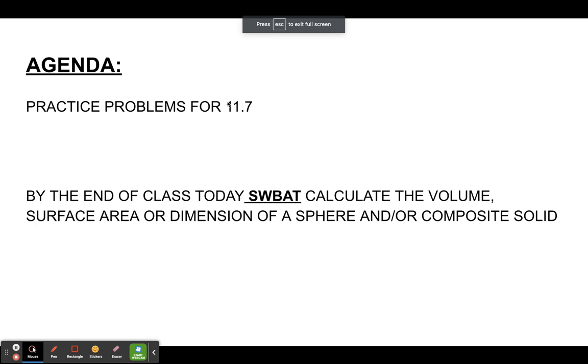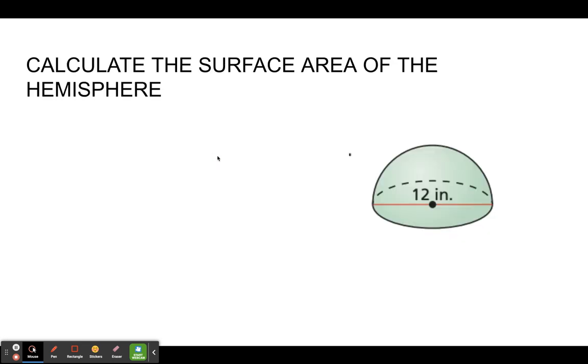Good morning, everyone. We're going to just do some practice problems for the 11.7 notes. By the end of class today, you should be able to calculate the volume, surface area, or dimension of a sphere and/or composite solid. So calculate the surface area of a hemisphere.